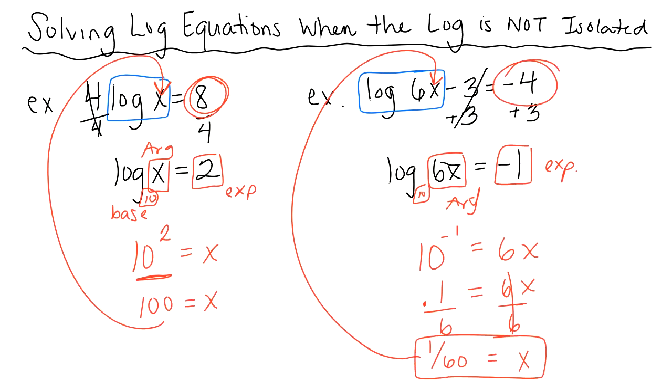And these types of problems also work with natural logs. If this was a natural log problem, then where I have base 10 right here, that would be a base e. So it would be e squared equals x. And that works for any base. It could be a base 10, it could be a base e, it could be a base 7. And you would still solve these problems in the same way.